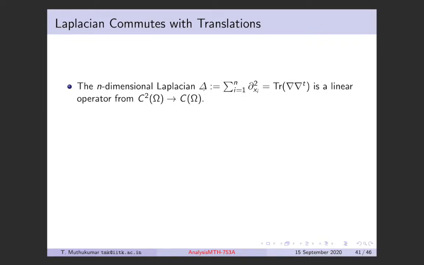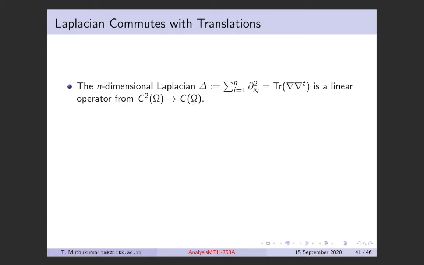So one can imagine the Laplace operator as a map from the space of all twice continuously differentiable functions to the space of all continuous functions. So when we say C2 or Ck, what we mean is that the kth derivative, or in this case the second derivative, is also continuous. Okay. So Laplacian is a linear operator from C2 to C omega.